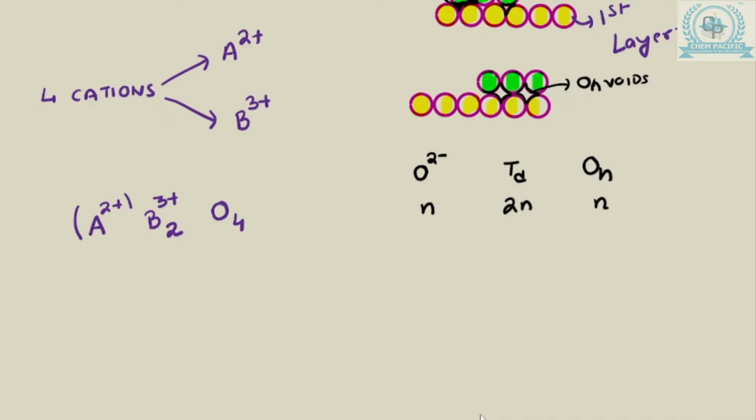For the A2+ ion with oxidation state +2, if its crystal field stabilization is more in the tetrahedral field as compared to the octahedral field, or rather for B, if its crystal field stabilization in the octahedral field is more as compared to the tetrahedral field, then it results in the formation of normal spinels.